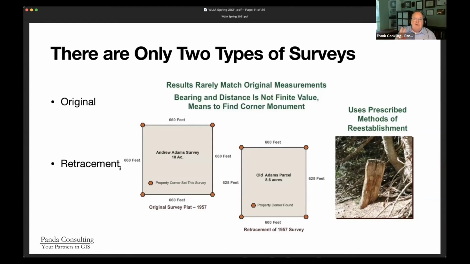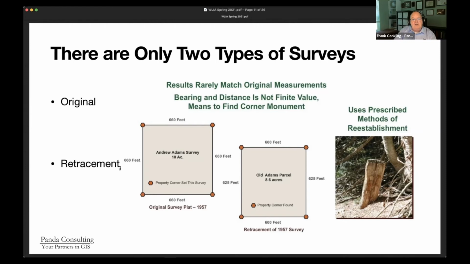Which means there's really only two kinds of surveys in the world. Those original surveys that actually are setting the monuments for the first time. And then every survey after that is a retracement survey or an attempt to figure out exactly where those original monuments were placed. In surveying, we have a sort of a code that says our efforts most of the time are purely on retracing the footsteps of the original surveyor. We should not be going out there and creating new corners.